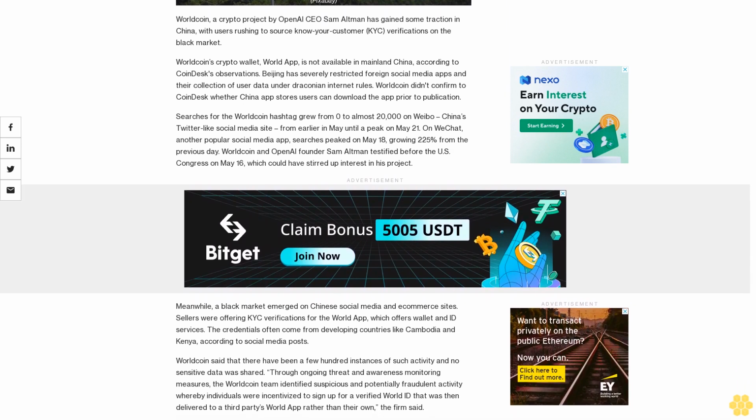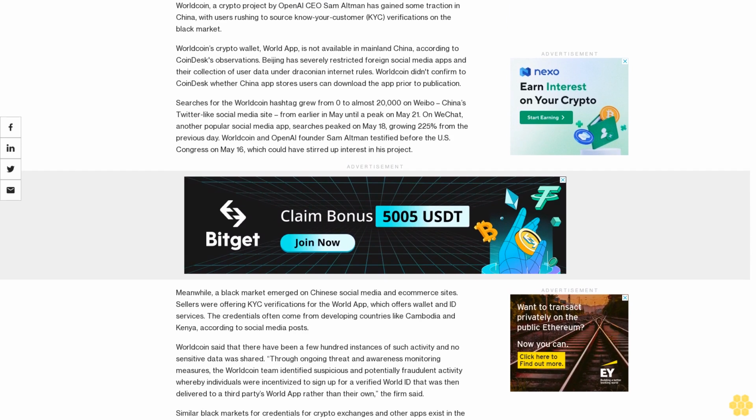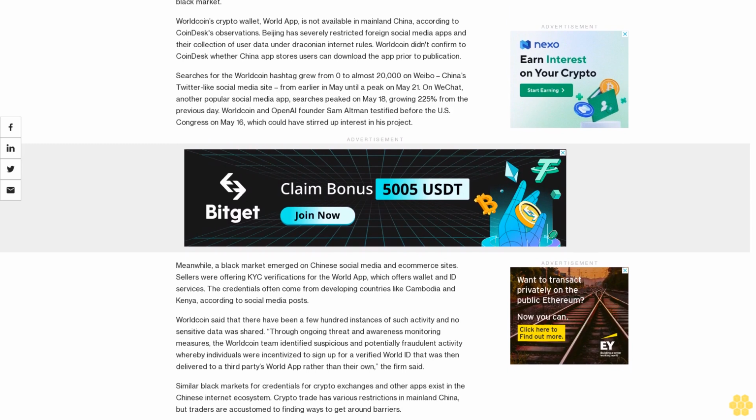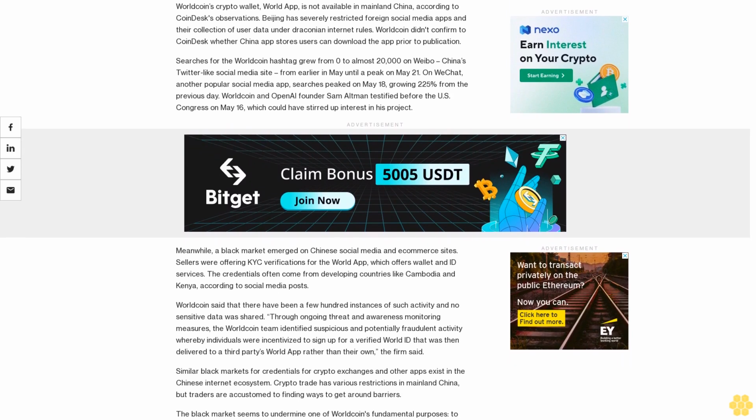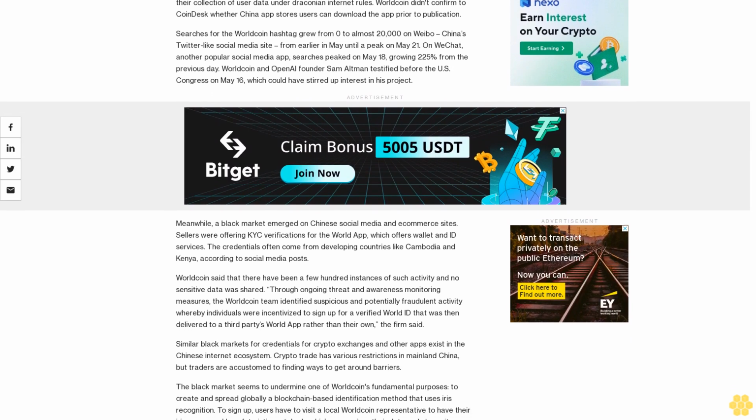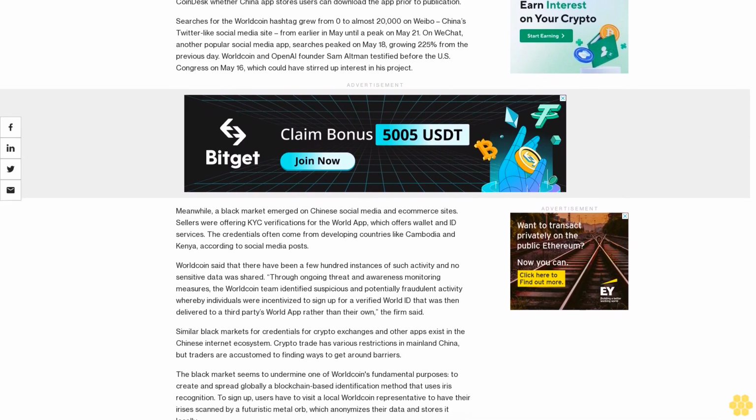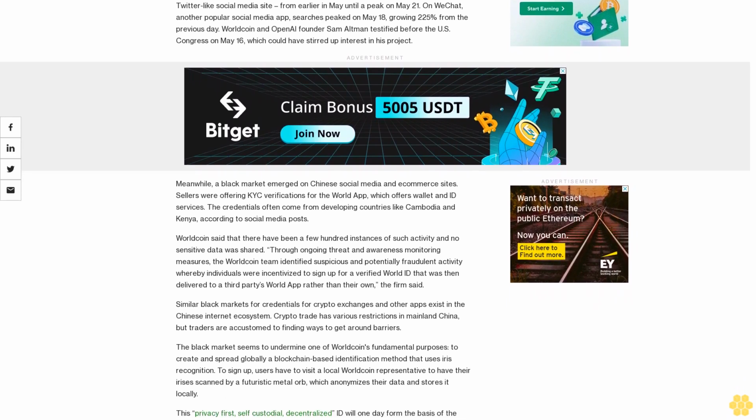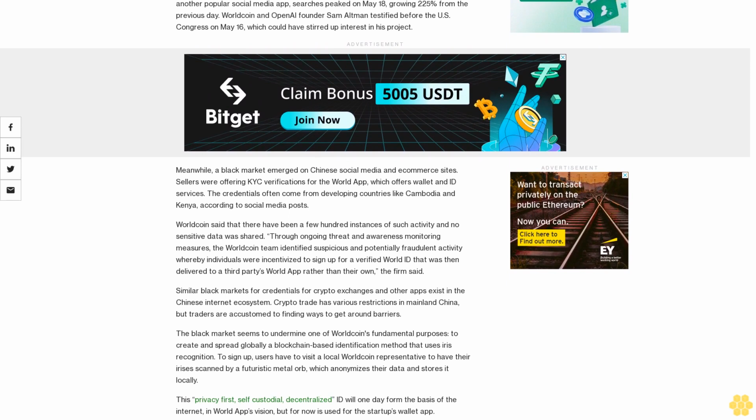Searches for the WorldCoin hashtag grew from zero to almost 20,000 on Weibo, China's Twitter-like social media site, from earlier in May until a peak on May 21. On WeChat, another popular social media app, searches peaked on May 18, growing 225% from the previous day. WorldCoin and OpenAI founder Sam Altman testified before the U.S. Congress on May 16, which could have stirred up interest in his project.